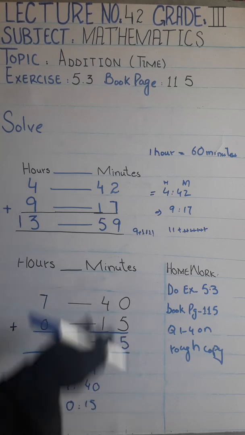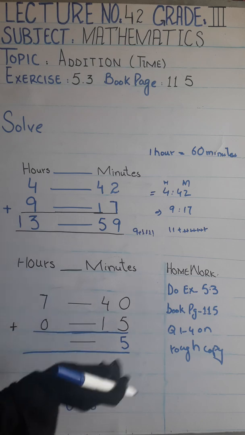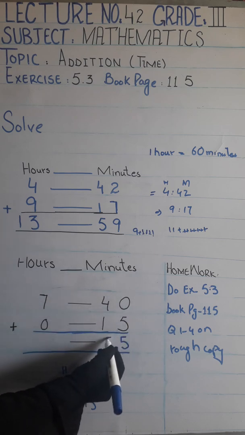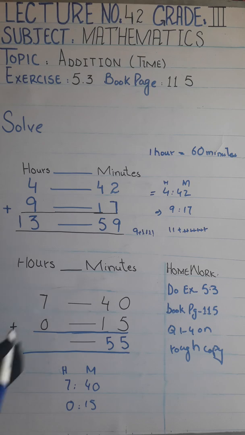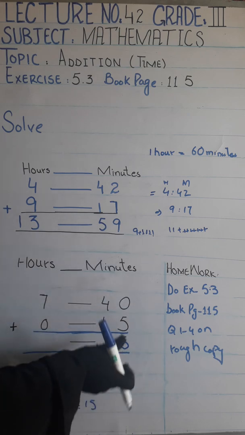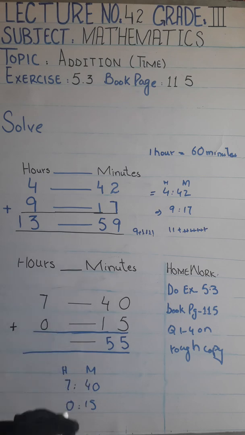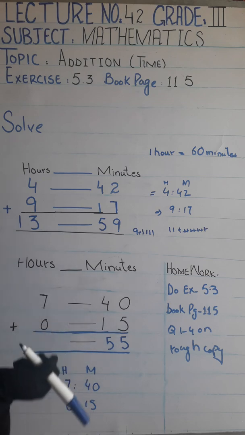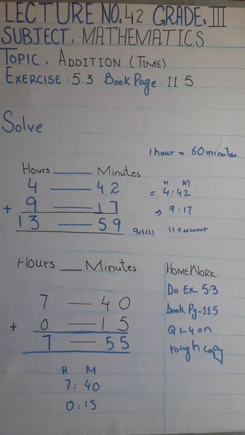And 4 plus 1, again, is simply 5. Minutes are 55, which means still 5 minutes are left to complete 1 hour. And here, 7 hours plus 0 hours, we get 7. So the sum of 7 hours 40 minutes and 0 hours 15 minutes is 7 hours 55 minutes.